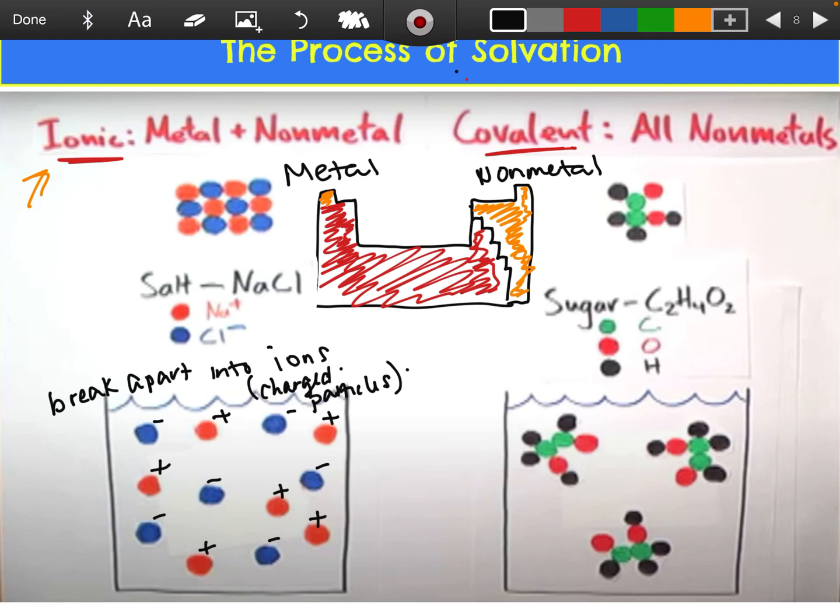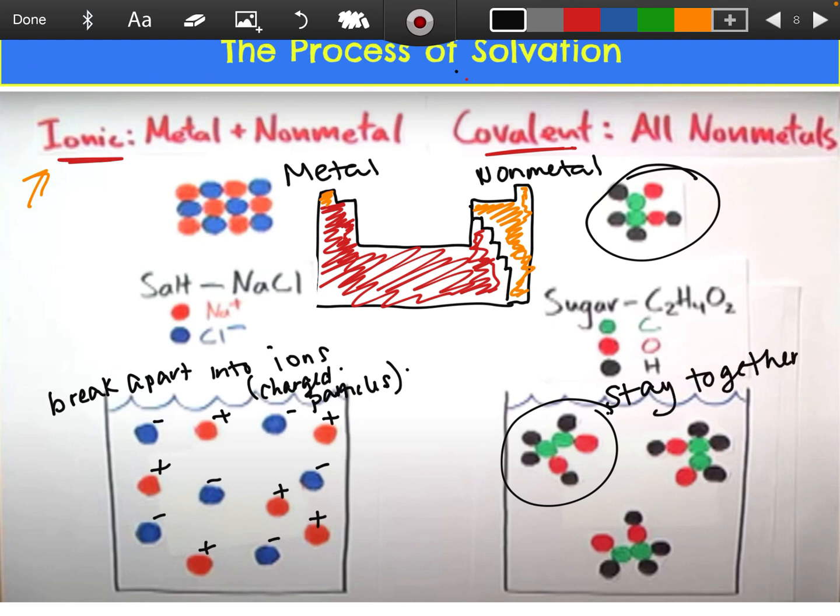Covalent substances, if you notice, this molecule of sugar looks exactly like the molecule of sugar when it's dissolved into water. So covalent substances do not break apart. They stay together as a whole molecule. So they do not have the charged particles. They just stay together as a molecule. So that's the difference of ionic and covalent when substances dissolve. So make sure that you, in your notes, clarify whether the substance is ionic or covalent, and include the pictures.